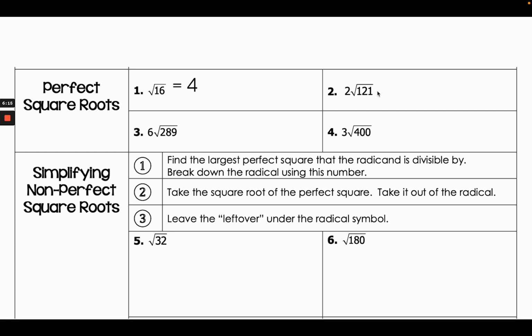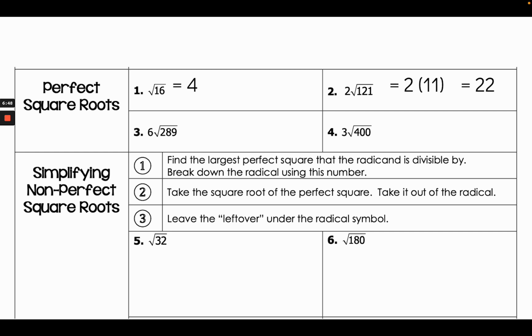When we see a number and a square root attached to it, this really means 2 times the square root of 121. So when we write it out, we're first going to write the outside number outside the house, which is 2. And what is the square root of 121? We know that it is 11. So 2 times 11 is equal to 22.